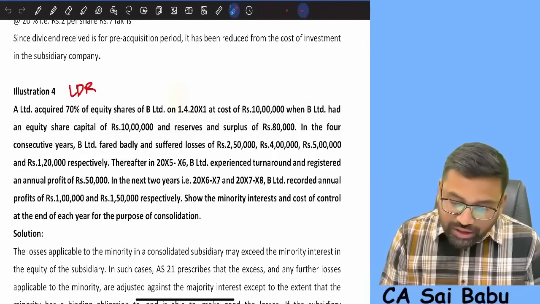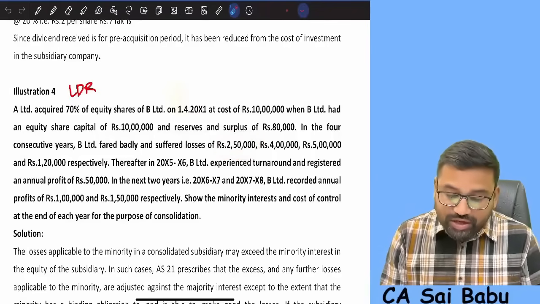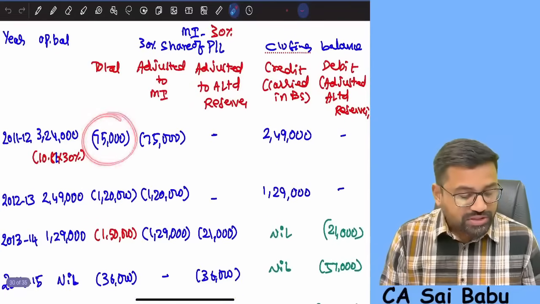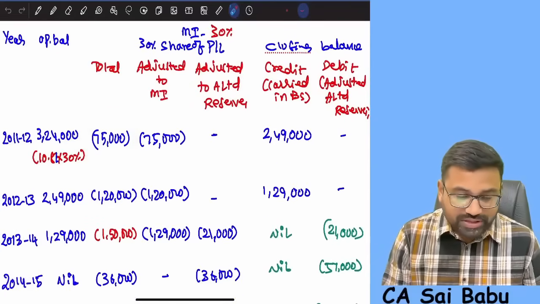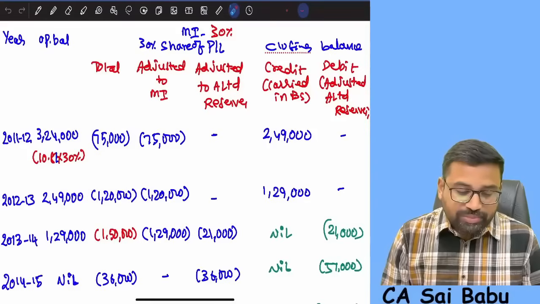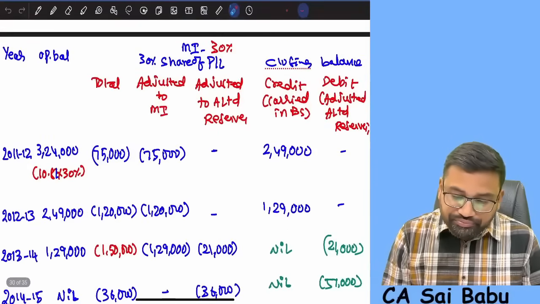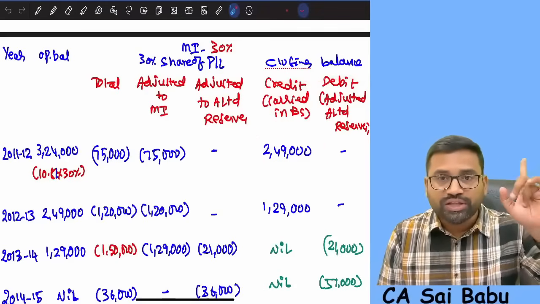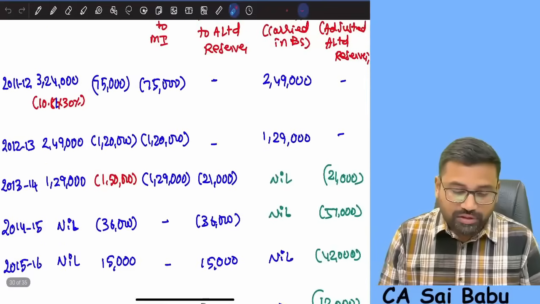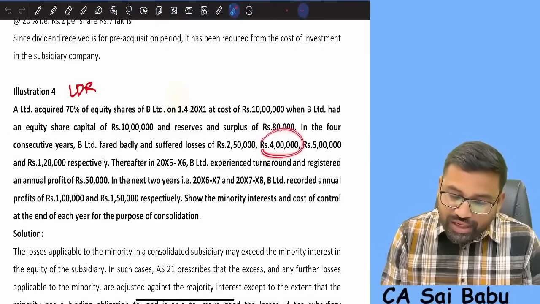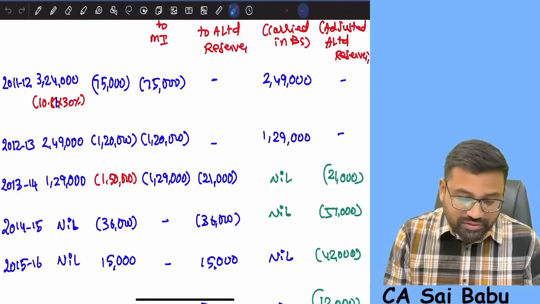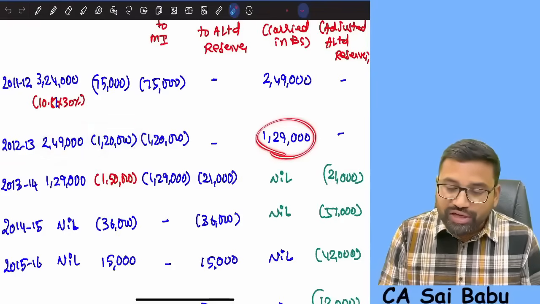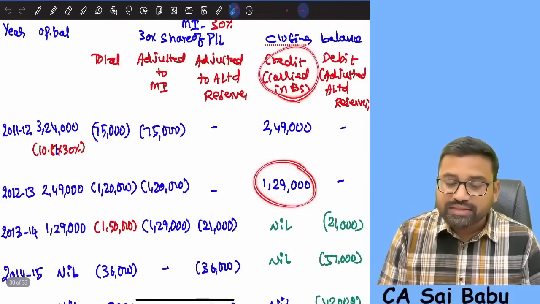Now in the year 11-12, you see there is a loss of 2.5. In this loss, what is the share of the minority shareholders? 2,50,000 into 30%, 75,000 loss. So that means the minority interest balance is adjusted to 2,49,000. So the closing minority interest balance, credit balance, shown in the consolidated balance sheet is 2,49,000. Next year also there is a loss, 4 lakhs. In this 4 lakhs, 30% share is 1,20,000. So 2,49,000 minus 1,20,000; minority interest has become 1,29,000 credit balance in the balance sheet.